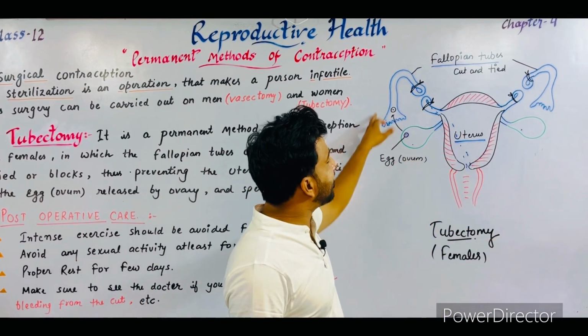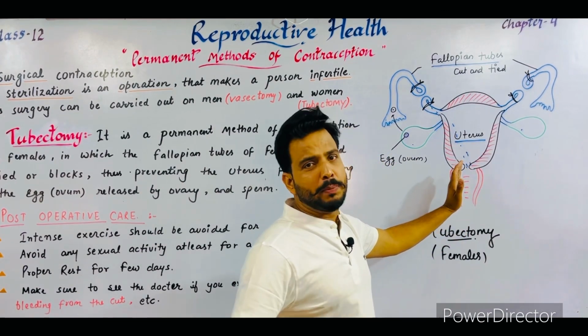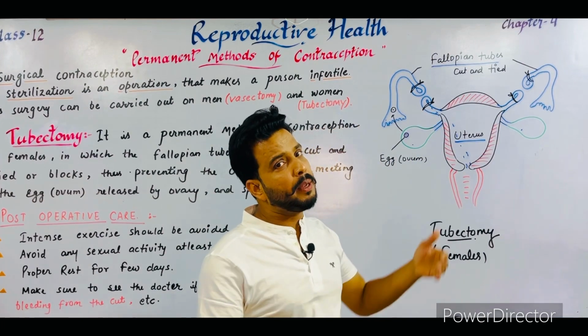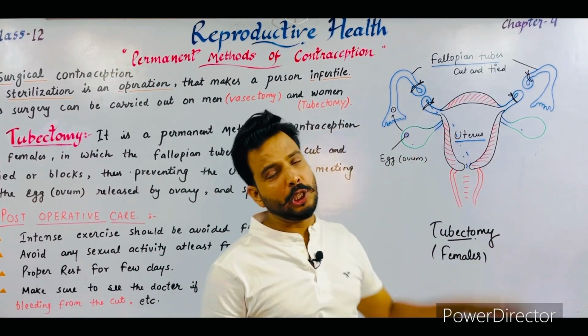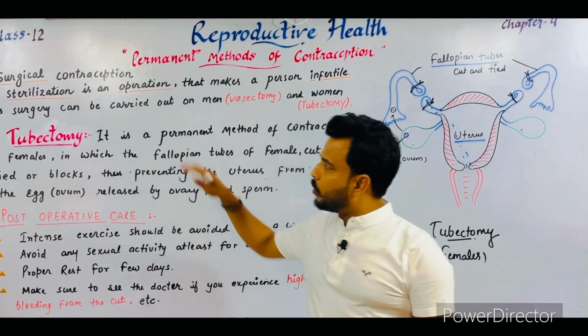The ovary releases the ova, while the sperm enters the vagina, released by the male, and these sperm and ova fuse together. This operation prevents the meeting of ova and sperm inside the uterus of the female. Thus, it prevents pregnancy. So, it was all about the tubectomy.